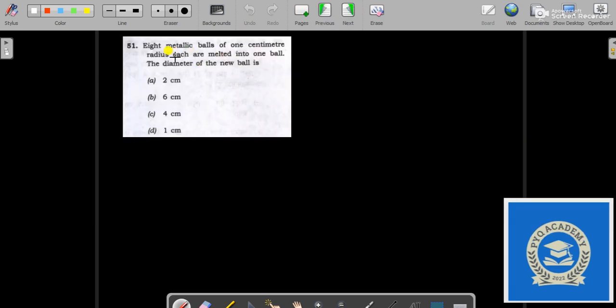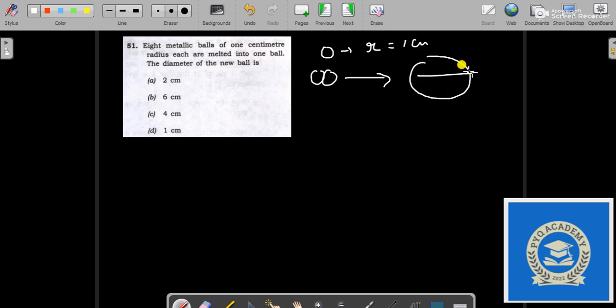In the first question, it is given that 8 metallic balls of 1 centimeter radius each are melted into one ball. So the diameter of the new ball is. Let's suppose a small ball has a radius of 1 centimeter, and there are a total of 8 balls which are melted and converted into a large ball. So what will be the radius of this large ball?